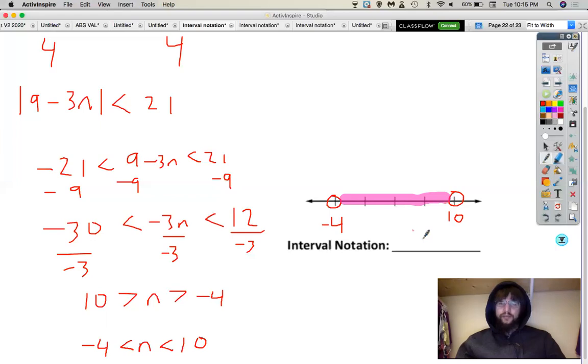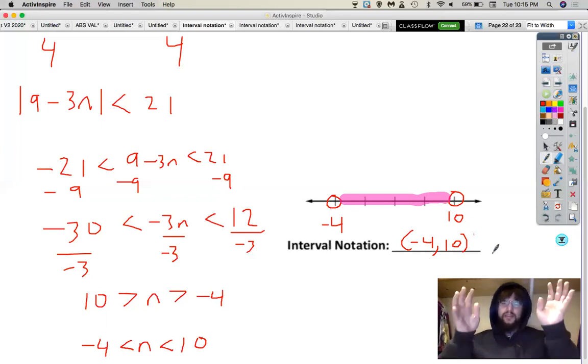So that's -4, 10, close parentheses. They're open circles, so you have parentheses and not brackets. Yay, done.